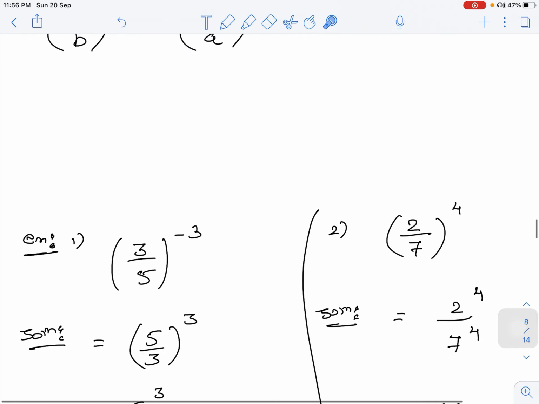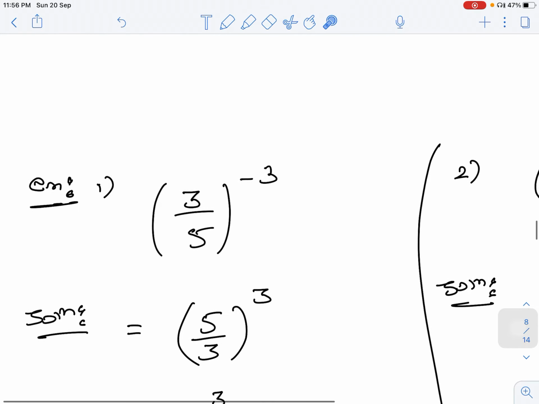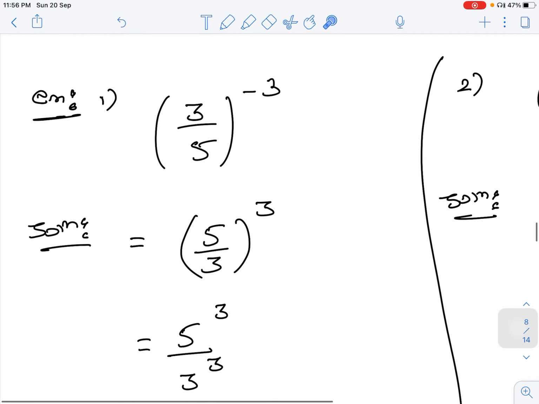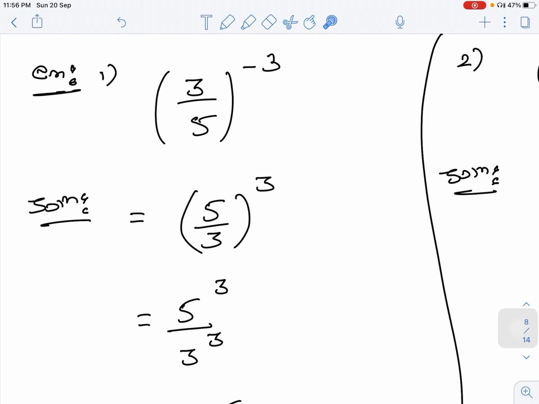Now let us solve some examples based on it. Here it is given: evaluate the following. We have to find its value. Here it is given as (3/5) raised to minus 3. Remember that if the power is negative, right now we cannot find its value. So if you want to evaluate it further, we have to change this power to a positive power. What is the rule? We have to write the reciprocal of this number.